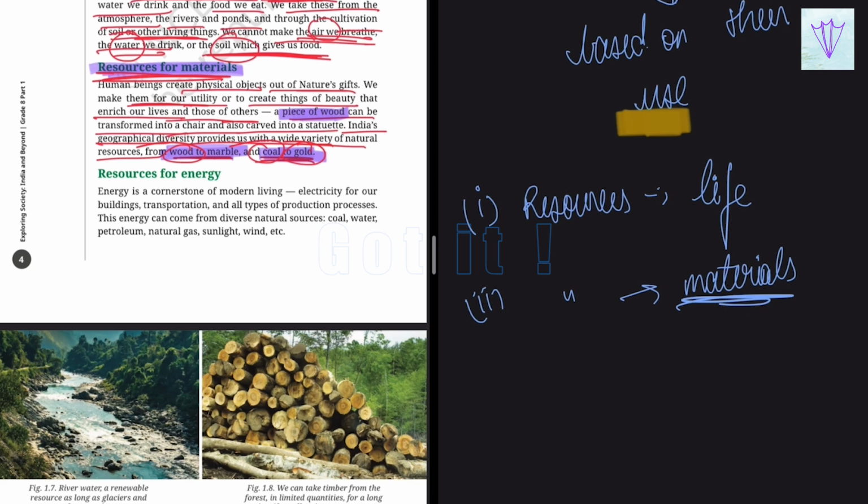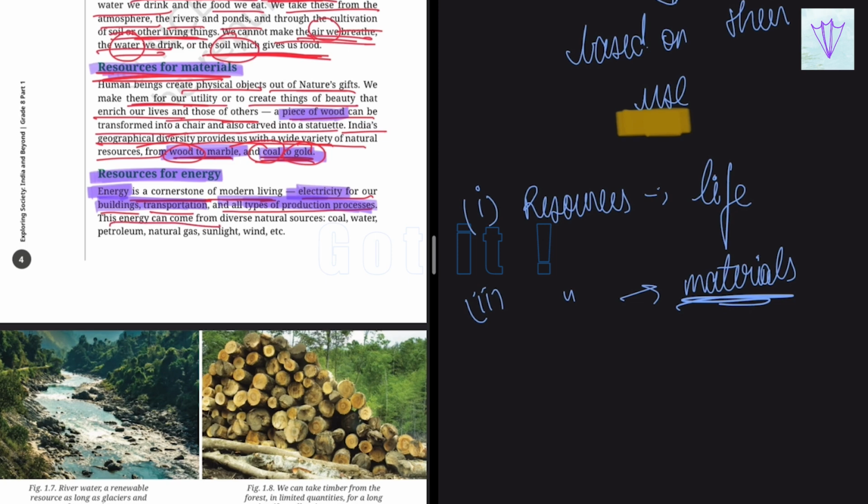And the third category is resources for energy. Energy is a cornerstone of modern living. We need electricity for our buildings, transportation, and all types of production processes. We all know that energy is very important for modern living. Without electricity, we can't even imagine a single day of our life.